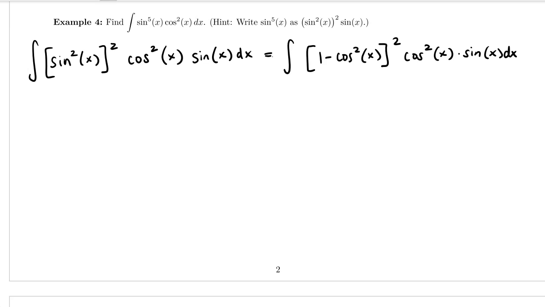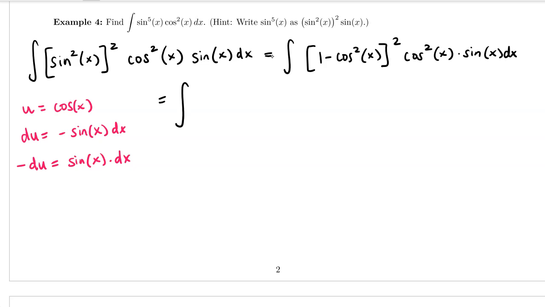And from here we want to go ahead and use u substitution. So we're going to set u equal to cosine of x. That's going to make du equal to negative sine of x dx. And then if I multiply through by negative 1, I get negative du is equal to sine of x times dx. And notice that that appears in my integrand. So now I can go ahead and do some substitutions.